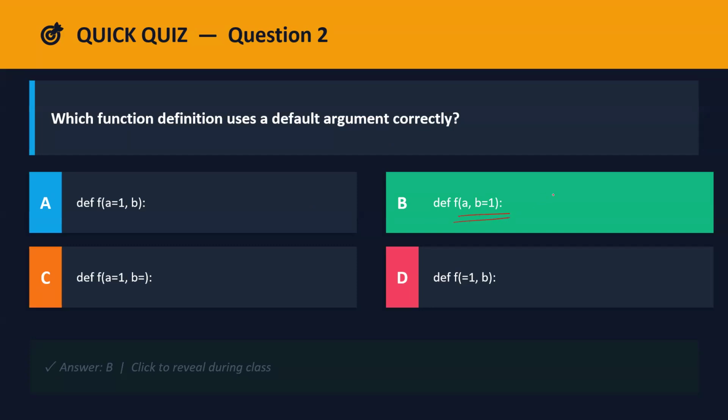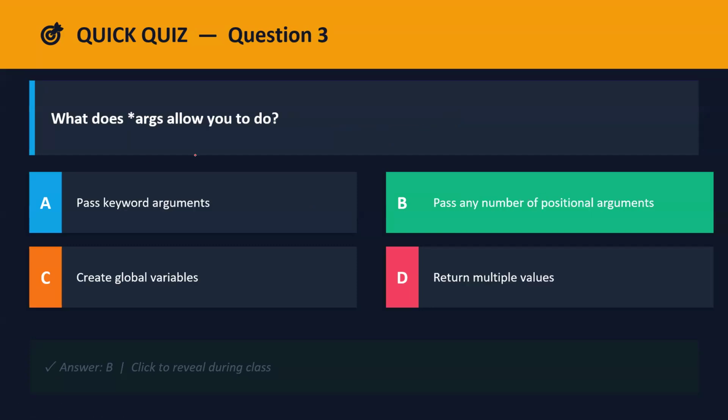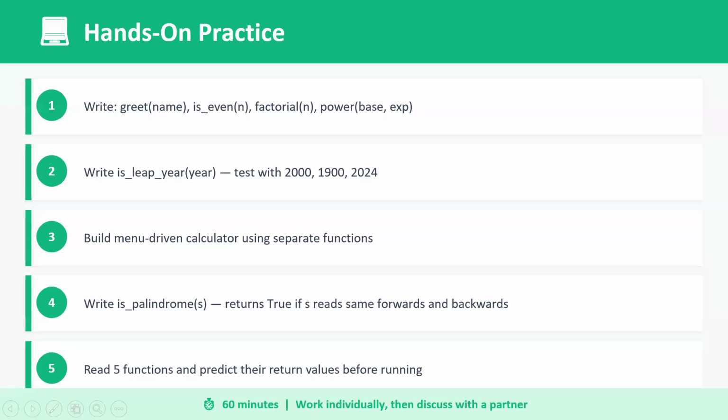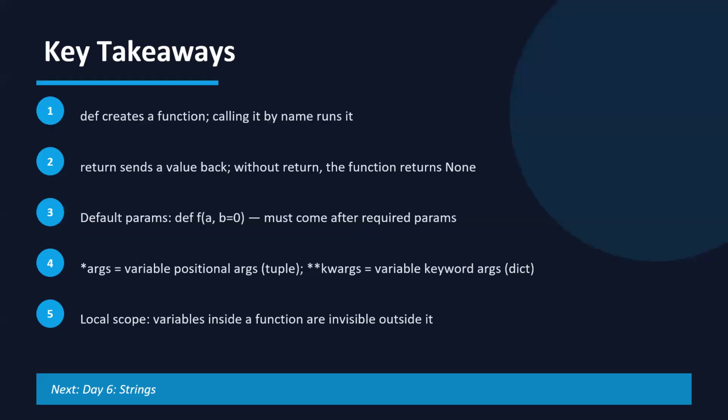You have to use this thing. What does star arguments allow you to do? Pass any number of positional arguments, this one is not required. Okay, when we see some programs, I'll explain.